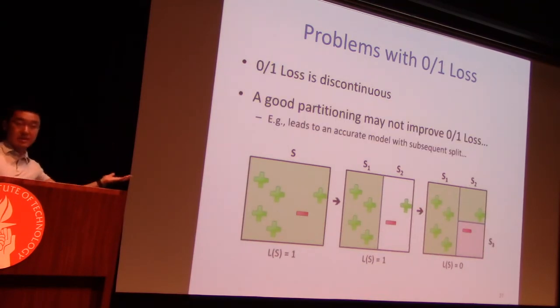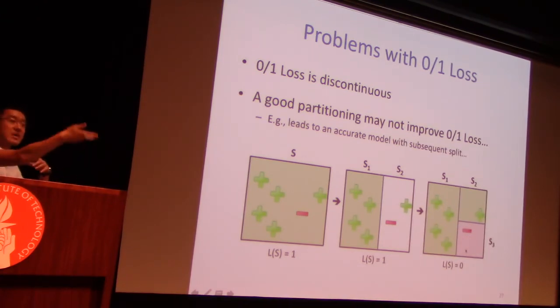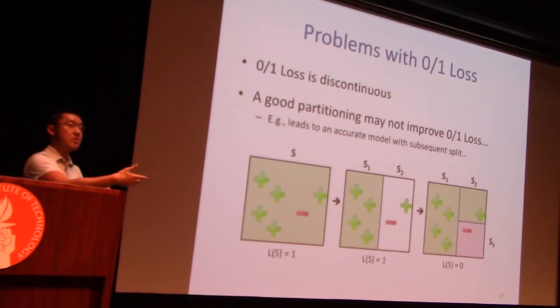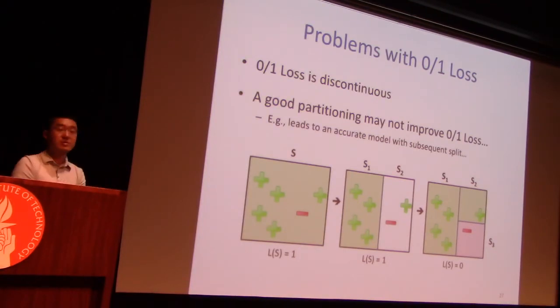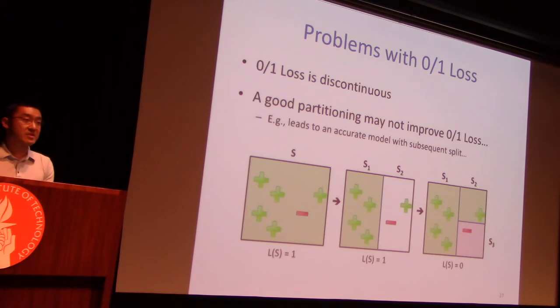This is the same as the problem we encountered before. 0-1 loss is flat and discontinuous everywhere, and even what might look like a good partitioning may not improve the 0-1 loss. This partition is actually pretty reasonable, because if we just do one more partition on this one, and on this one, we get perfect 0-1 loss, perfect accuracy. But a greedy approach, just looking one step ahead for the maximal reduction in impurity, will not get us there if we measure impurity using 0-1 loss. We'll get stuck.